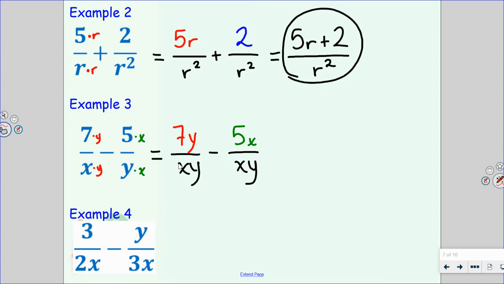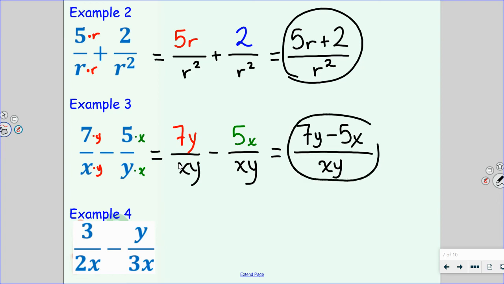I'll talk more about this in class, but just to note, anytime we do have algebraic variables, if you have those together in a term, you should write it alphabetically. Now that we have our common denominators, we can go ahead and subtract 7y minus 5x. Are those like terms? Can we combine those? No, they're not. So that is as pretty as it gets. Final answer will be 7y minus 5x over xy because we found that common denominator. All right, let's wrap up with one more example.